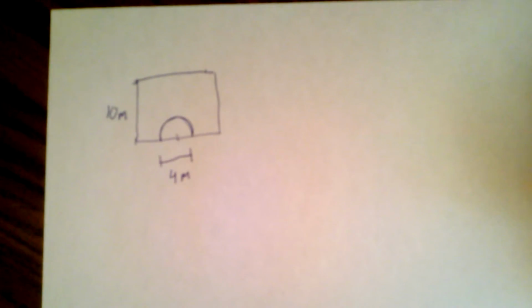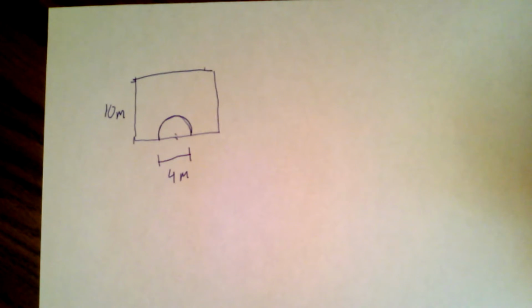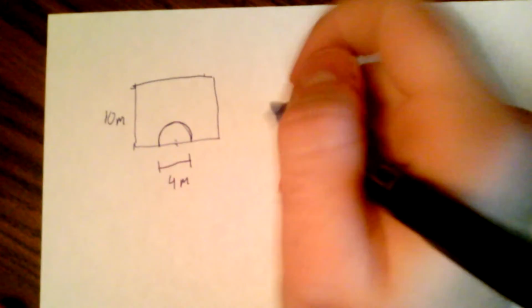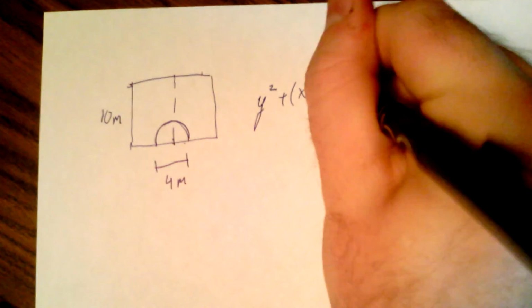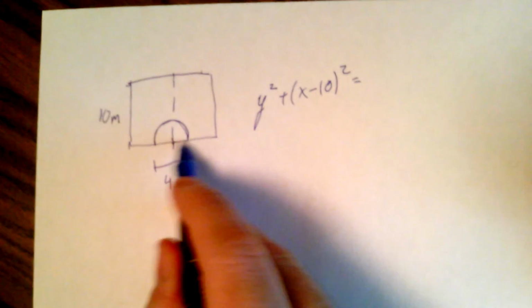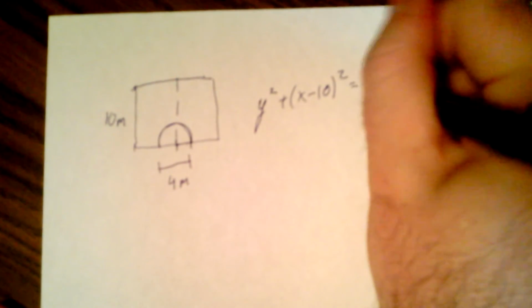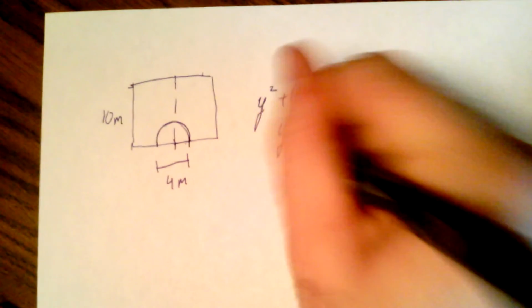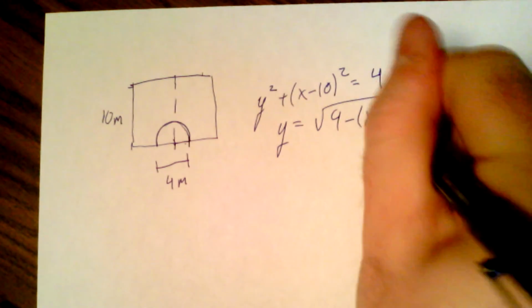Now, I like to put the origin at the surface of the water. You can really put it anywhere you like, but let's put it at the surface of the water. That means that this circle here has its center at x equals 10. So we have y squared plus (x minus 10) squared equals our radius squared. Well, our radius is 2 because our diameter is 4 and our radius is half of that, and we square that and we get 4. So our equation for our semicircle is y equals the square root of 4 minus (x minus 10) squared.